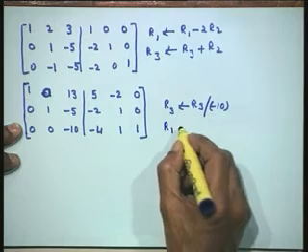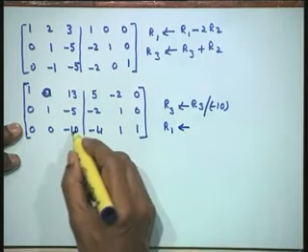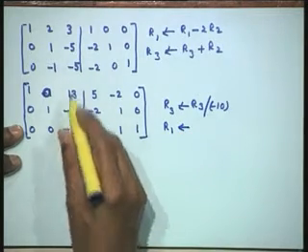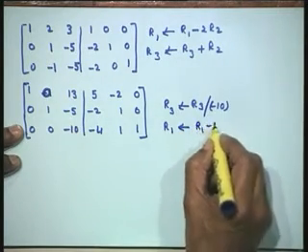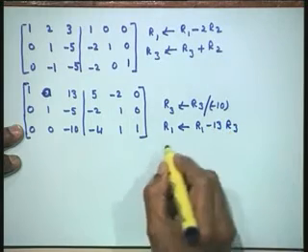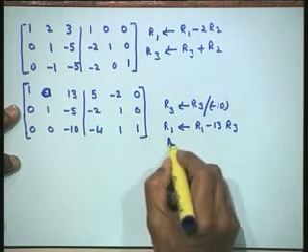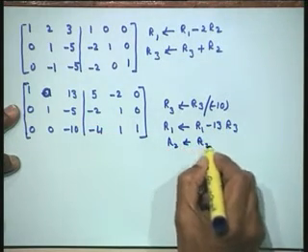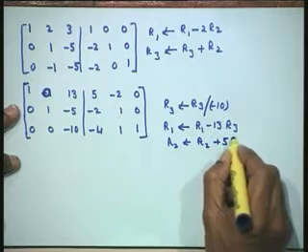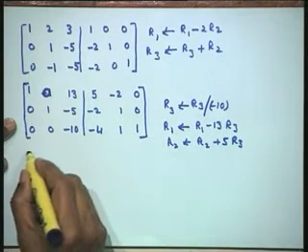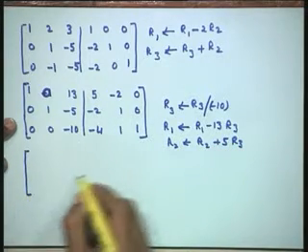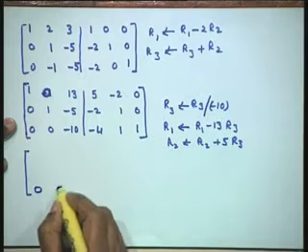Then we will perform row 1; we have made this as plus 1. So, we will make this as row 1 minus 13 times row 3, and then row 2 will be replaced by row 2 plus 5 times row 3. So, we have 1 here. So, let us first of all make this as 1.